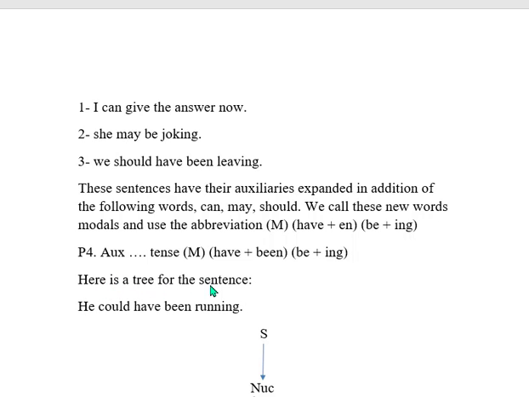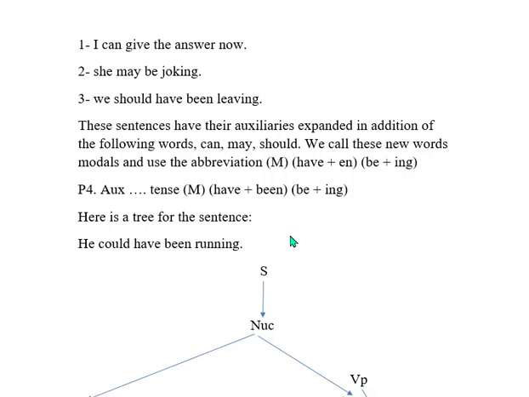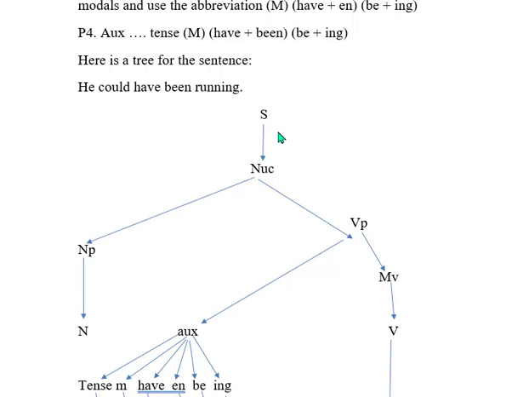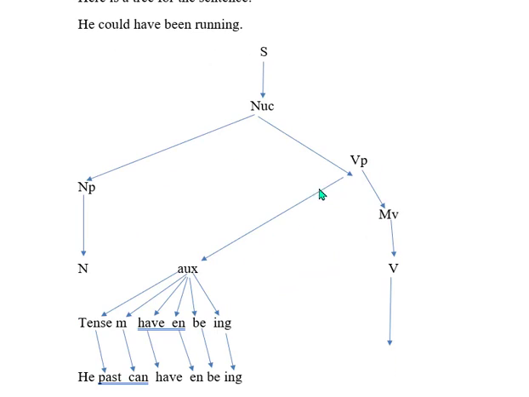Here is a tree for that sentence: He could have been running. The tree of this sentence: sentence, nucleus, noun phrase, verb phrase. There are combinations in a verb phrase. Auxiliary. What are the combinations in this verb phrase, in this sentence? There is tense, and there is modal.